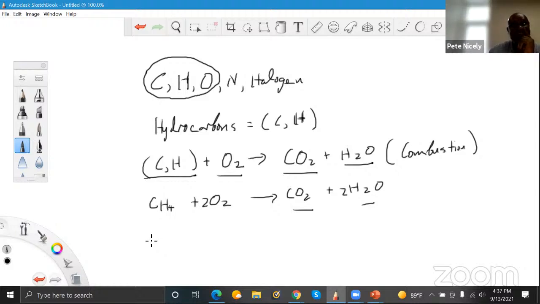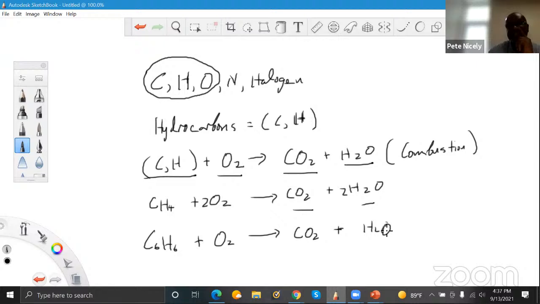All right. Let me give a more complex example. There's a compound known as benzene, and the formula for this compound is C6H6. Again, if you were to burn it in oxygen, and if the combustion is complete, then you're going to end up with, again, CO2 and H2O.